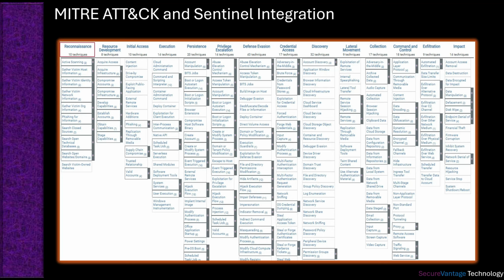The objective of reconnaissance is to gather information about the target organization to plan an attack. During this phase, the attacker collects details about the target such as network architecture, employee information, and publicly available vulnerabilities. This can involve techniques like phishing, social engineering, and scanning for exposed services. Techniques include active scanning, phishing, information gathering from social media, domain registration, etc.